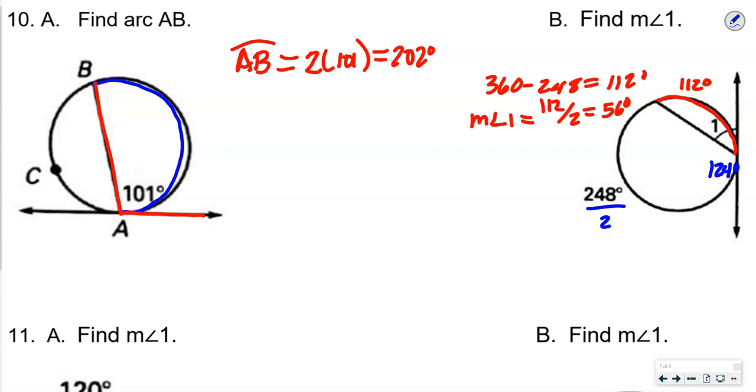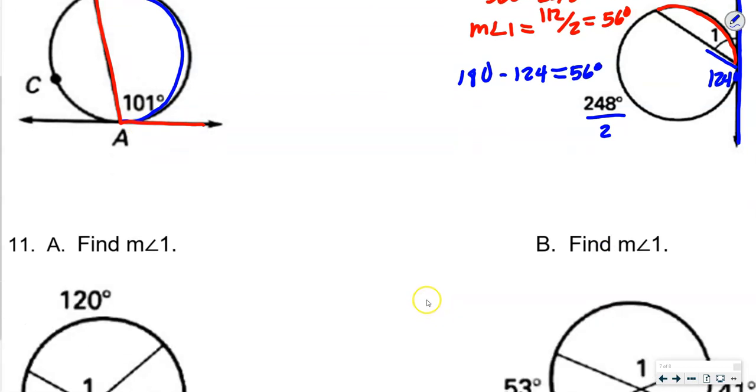And so what we could have also done is 180. Remember, this is a straight line right here, and we got those two angles. So we got 180 minus 124, which would have also given us 56 degrees. Okay, so there's two ways to do that problem. It doesn't matter which one you do.